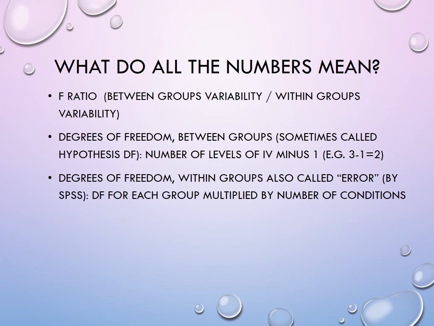The within groups on your SPSS output is called error, and it is the degrees of freedom for each group multiplied by the number of conditions, but you can just grab that off of your SPSS output and not worry about that.